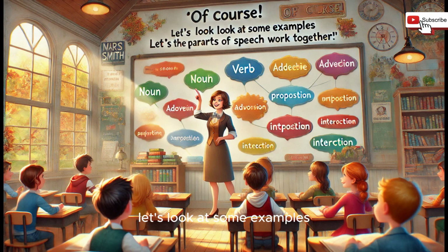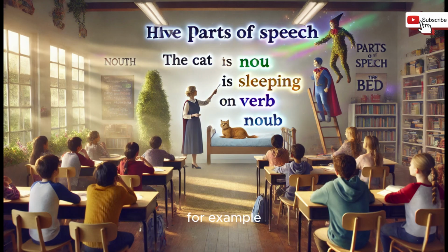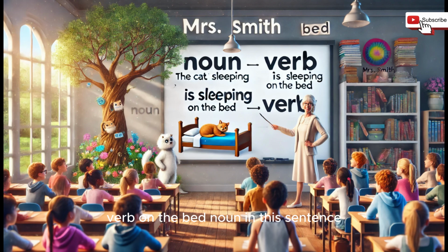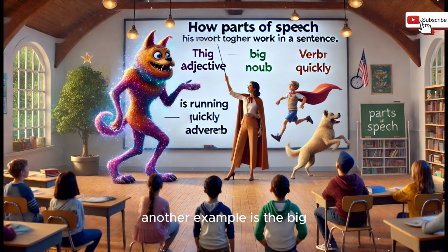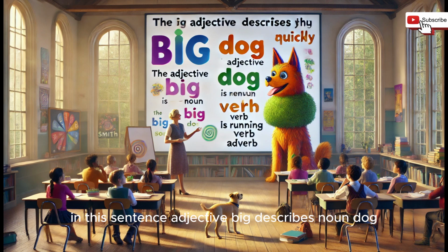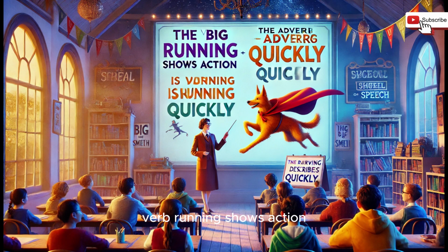Smith. "Let's look at some examples to see how the parts of speech work together. For example, the cat (noun) is sleeping (verb) on the bed (noun). In this sentence, nouns cat and bed and verb sleeping work together to show what is happening. Another example is the big (adjective) dog (noun) is running (verb) quickly (adverb). In this sentence, adjective big describes noun dog. Verb running shows action, and adverb quickly describes the verb.